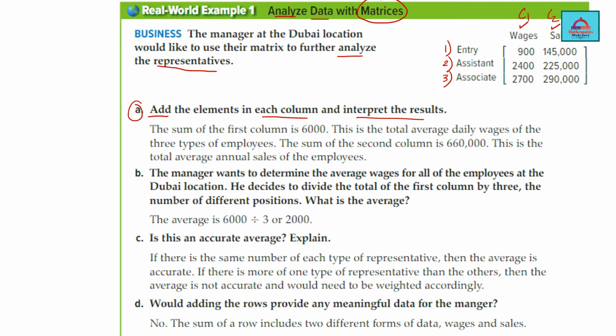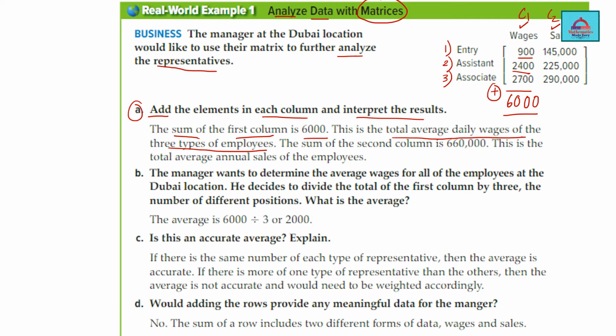We'll add all the entries in C1. If you add them up, for the first column, the sum is 6,000. This represents the total average daily wages of the three types of employees. The wages of an entry employee is 900, the wages of an assistant is this much, and an associate is this much. If you add them up, the total daily wage for all three types of employees comes out to be 6,000.